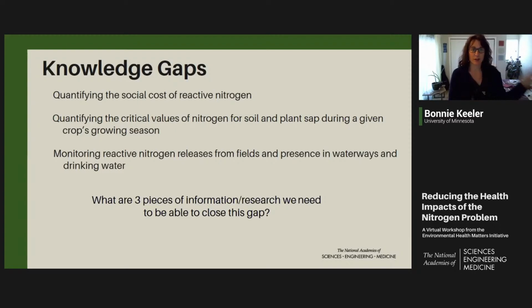So those are my three. I think looking at spatial heterogeneity, getting a better handle on preferences and how they vary across populations and across space, and then doing a careful value of information analysis as we're trying to invest in better understandings of the social costs of nitrogen.